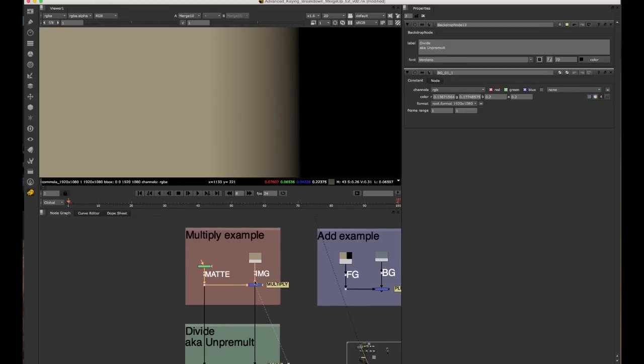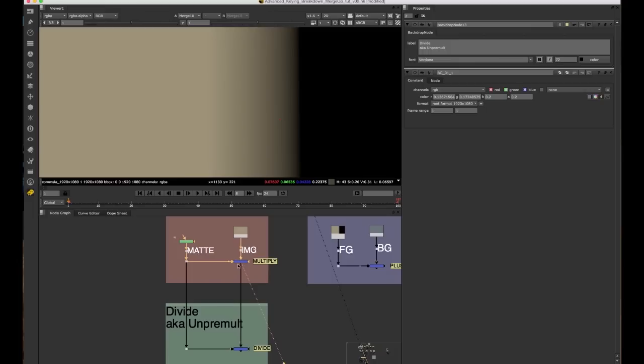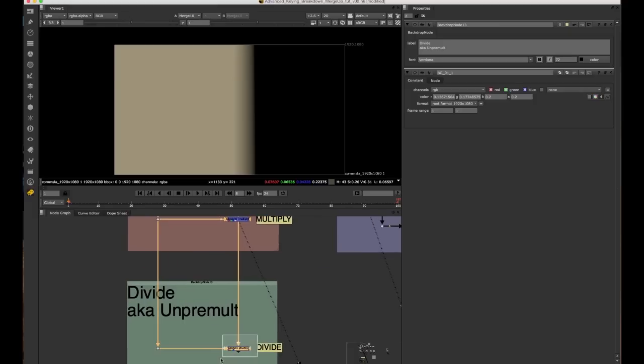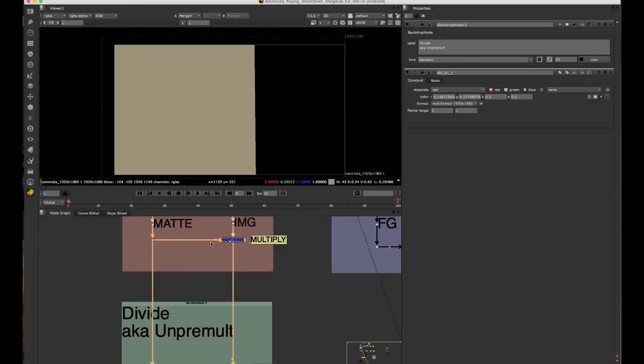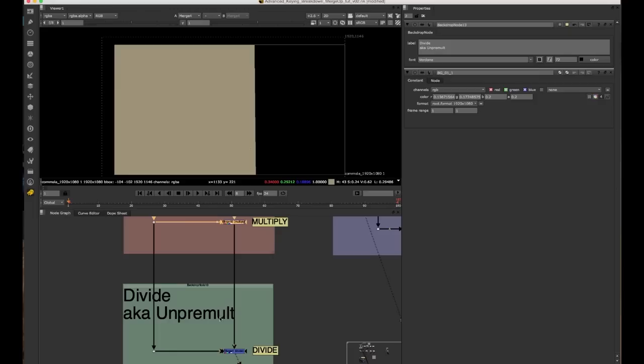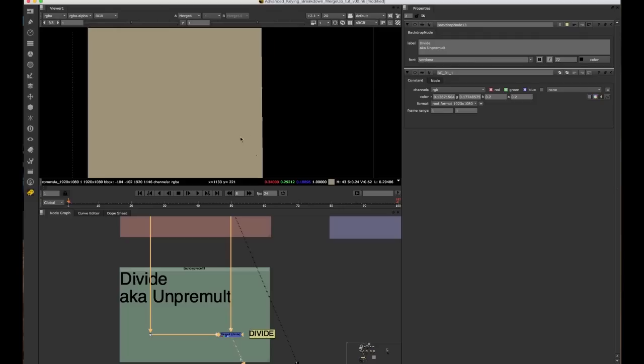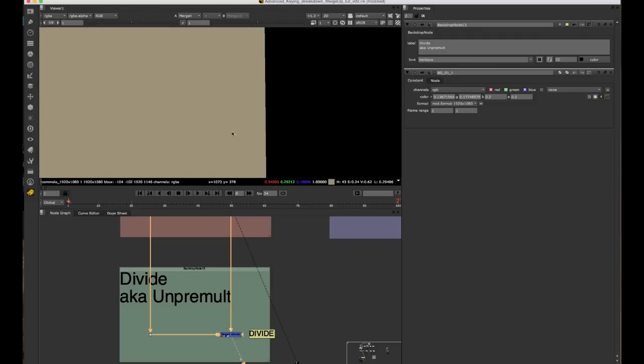And the reason you can confirm this is because you can divide this image by the original alpha, or the original mat, and I just did a merge divide. And you'll see it undoes the multiply, it counteracts it. And this is what unpremultiplying does. And you'll see if I take this image and divide it by the same alpha, I have now the same pixel values, the same color that I had in the beginning. So again, it's not darker, it was just more see-through. And that's a good way of thinking about it, is just how transparent it is.